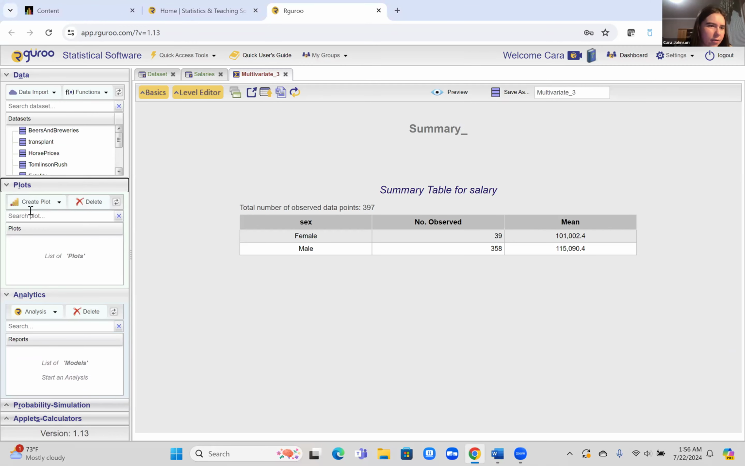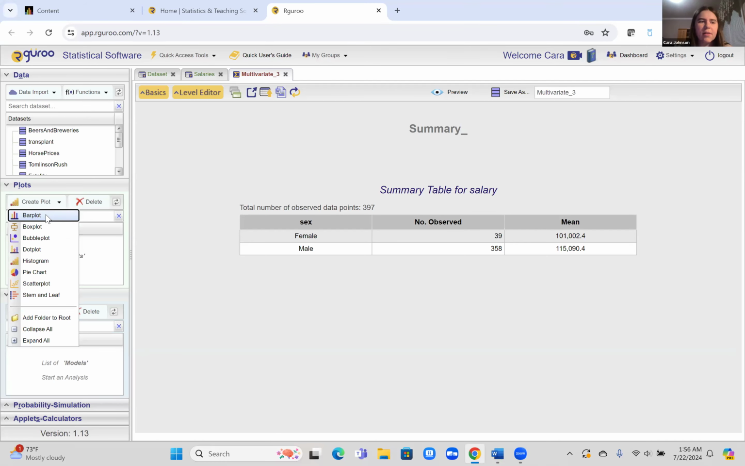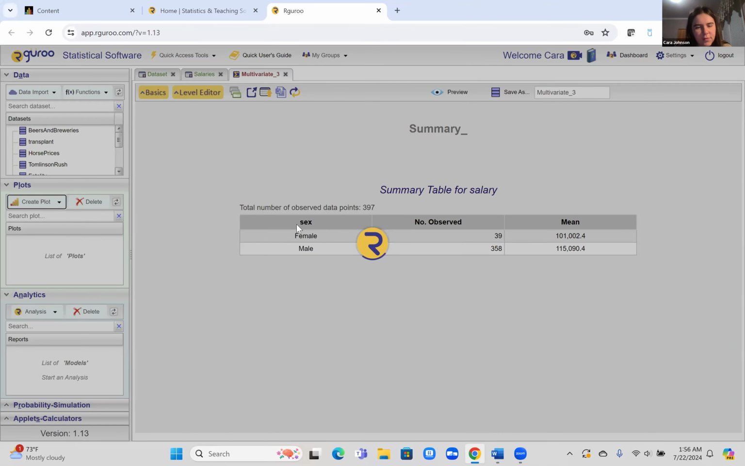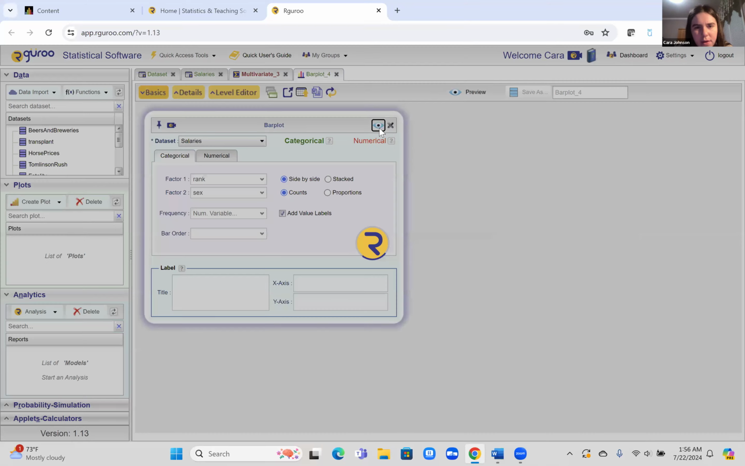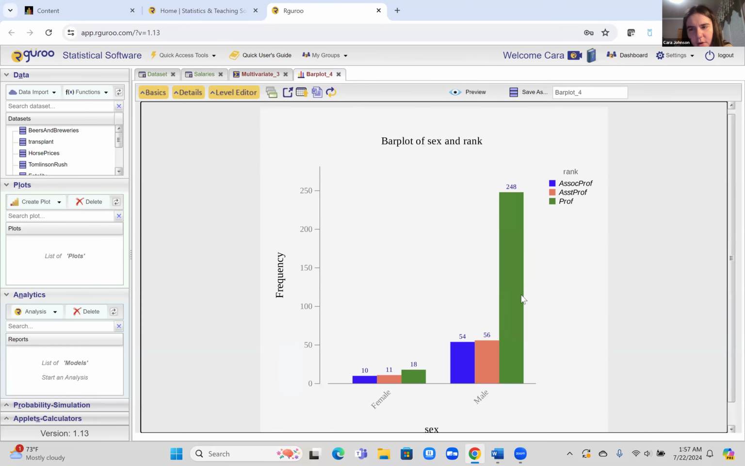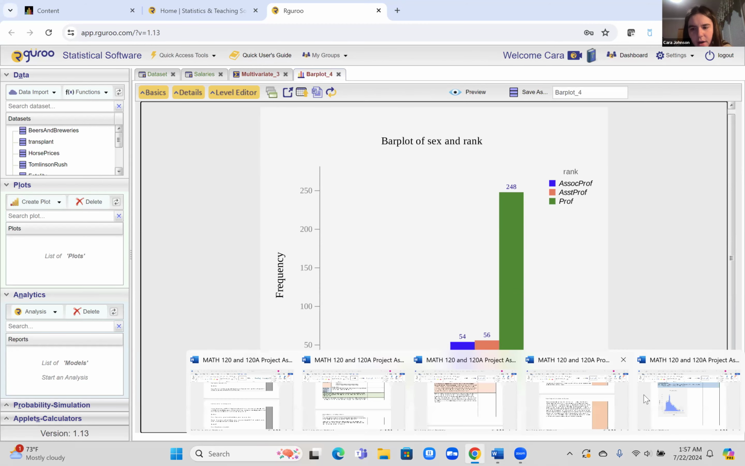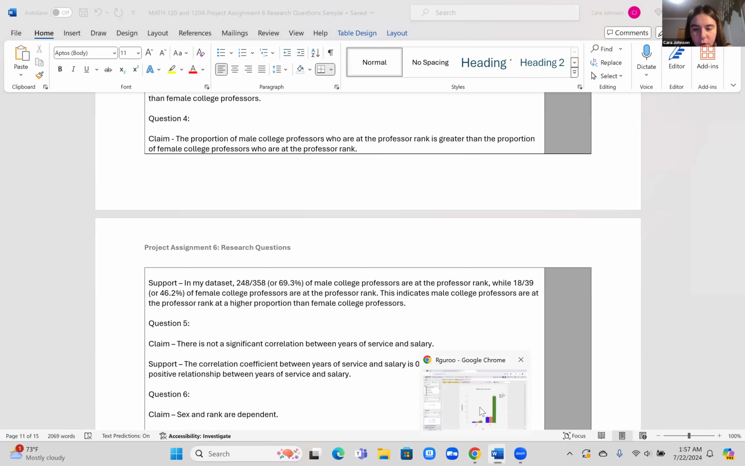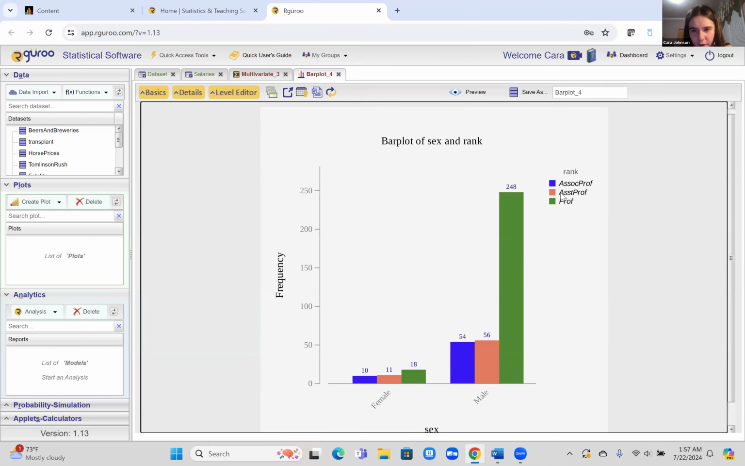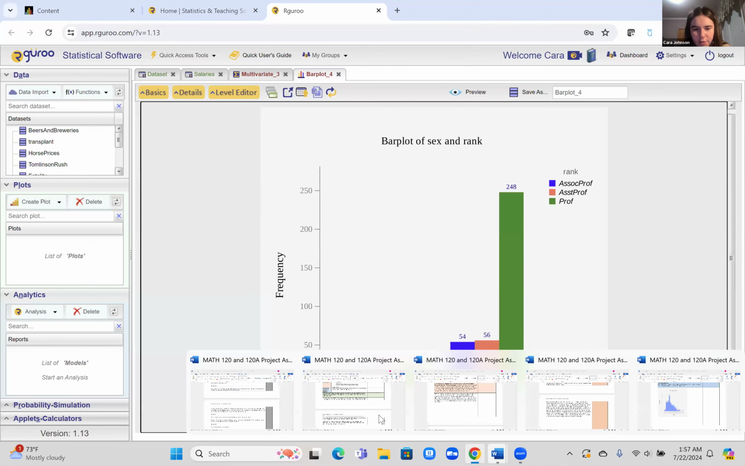So I went to plots, create plot, and bar plot. I'm going to make a new bar plot that separates it by sex. My factor that I'm dealing with is rank, and then I want to separate it by sex. I'm going to add the value labels. Based on my original bar plot, I had 358 males and 39 females. Out of those, I had 248 males at the highest professor rank and 18 females at the highest professor rank.